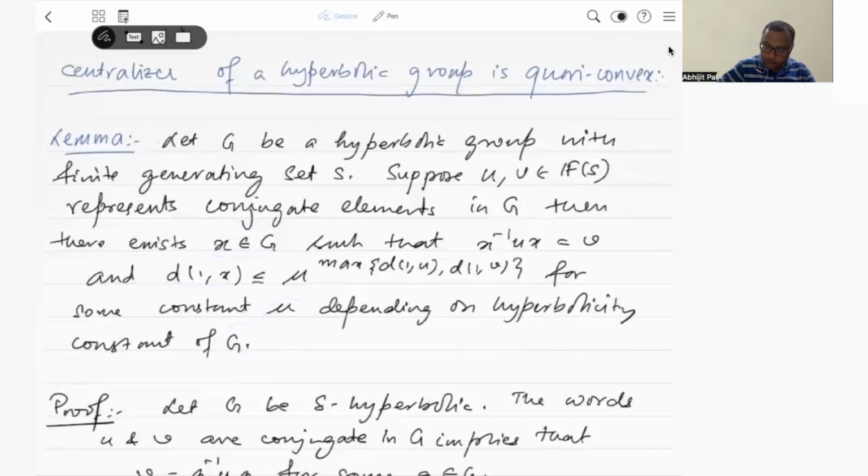So let me again repeat. We have started with a hyperbolic group G with finite generating set S, and now let us take two elements U and V in the free group generated by S. These U and V will again represent elements in the group G, and suppose they are conjugate in this group G. Then the claim is there exists an element X in this group G such that X inverse U X is equal to V, and the distance between 1 and X is less than or equal to mu to the power of the maximum of the distance between 1 and U and the distance between 1 and V. These distances are taken in the group G, and this mu is a constant which depends only on the hyperbolicity constant of this group G.